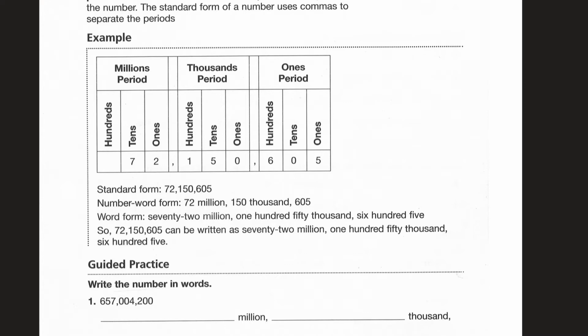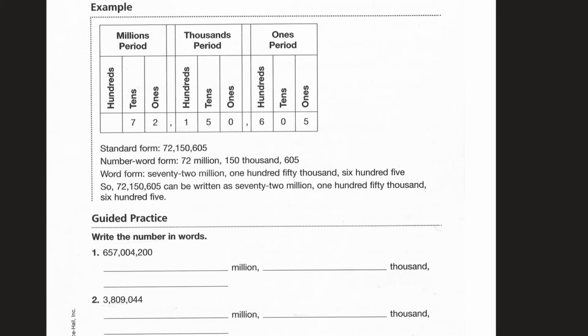Okay, well then let's see if we can get the number in words for this first number. And this right here, this is in the millions, so that would be 657 million. And then this other part, there's just 4 right there, and that's in the thousands period. So that's 4,000. And then we have this last part here. That is 200. And there you go. That's the number in words.